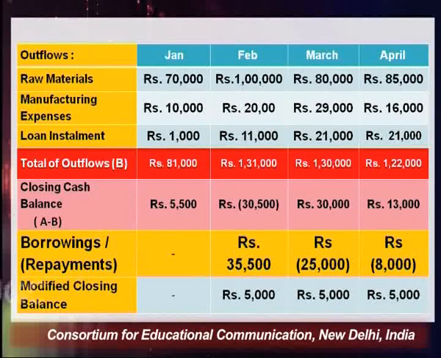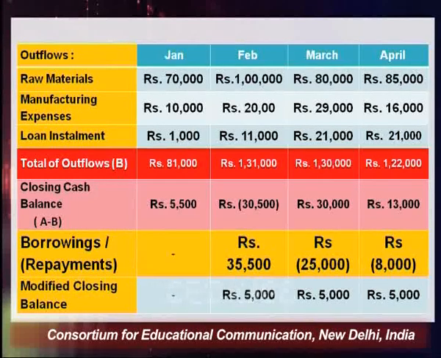After borrowing this 35,500 rupees, our modified cash balance becomes rupees 5,000. Now our closing balance was actually negative 30,500, but since we have taken a loan of rupees 35,500, our modified cash balance becomes 5,000 rupees, which is actually the requirement of the firm, that you have to maintain a minimum cash balance of rupees 5,000, and the same we have executed.